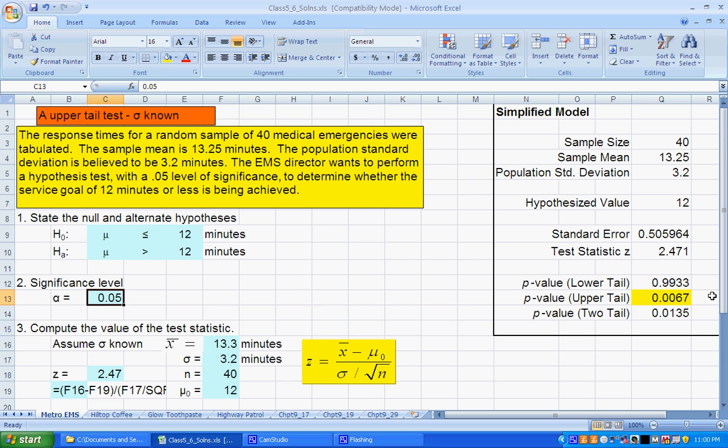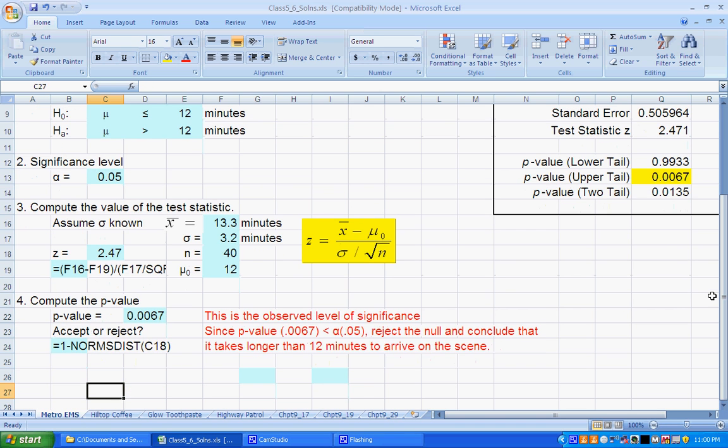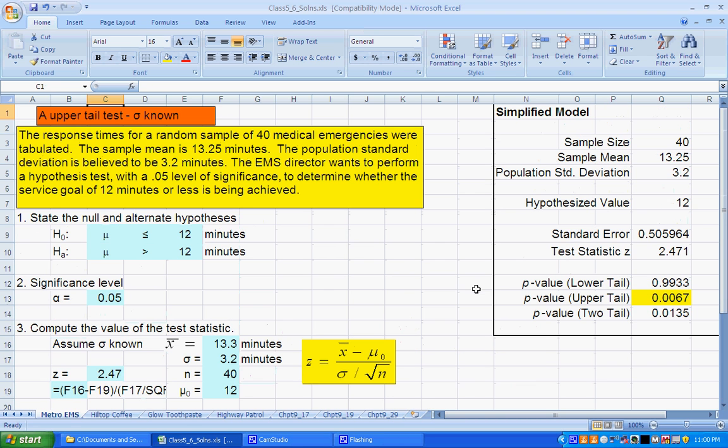Since the p-value 0.0067 is less than alpha 0.05, we reject the null, and we state the conclusion that it will take longer than 12 minutes to arrive on the scene, and they probably need to re-examine their service goal.